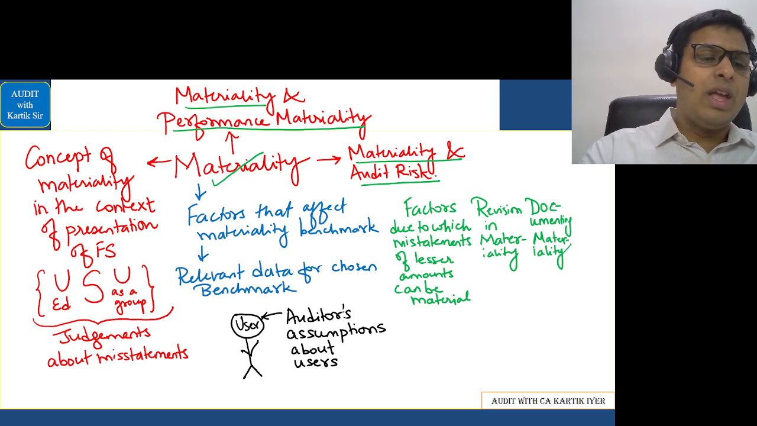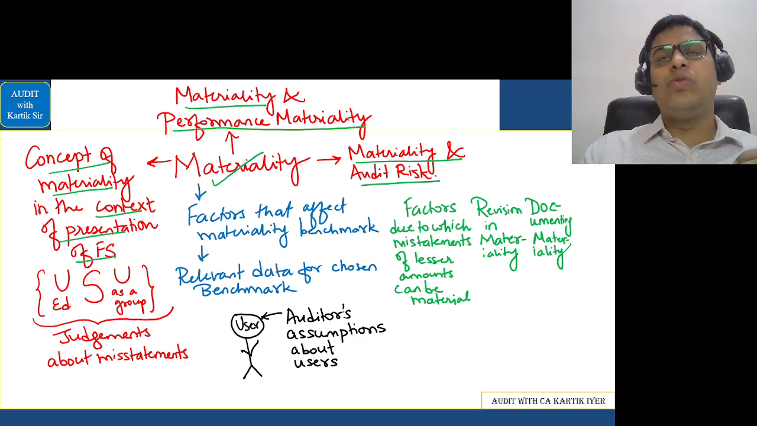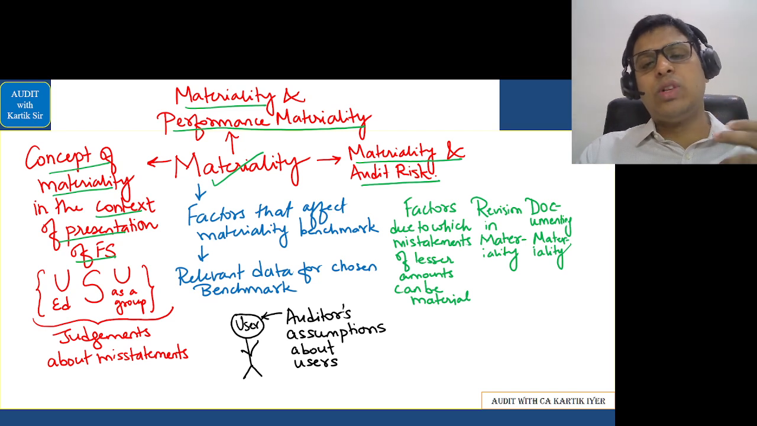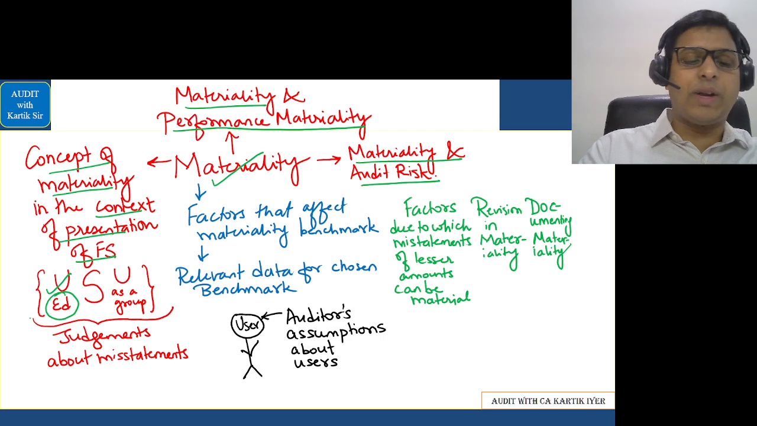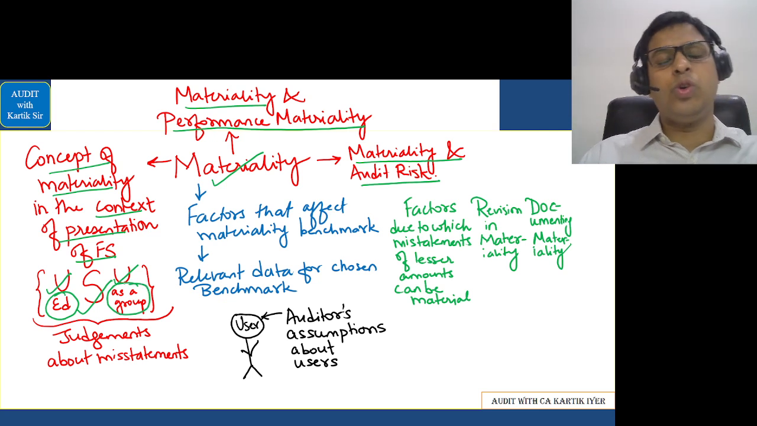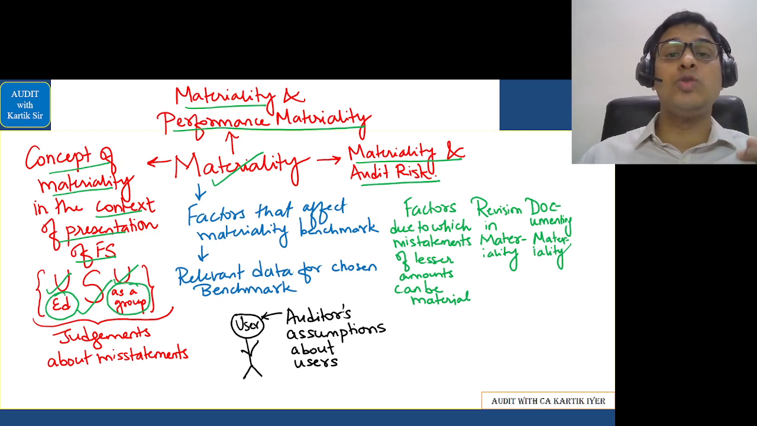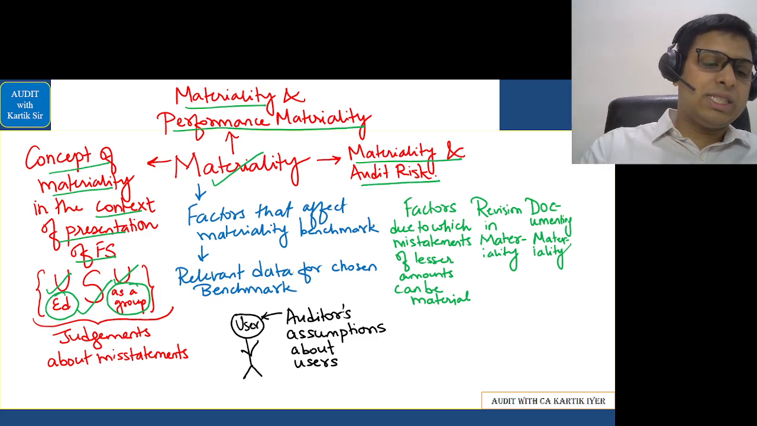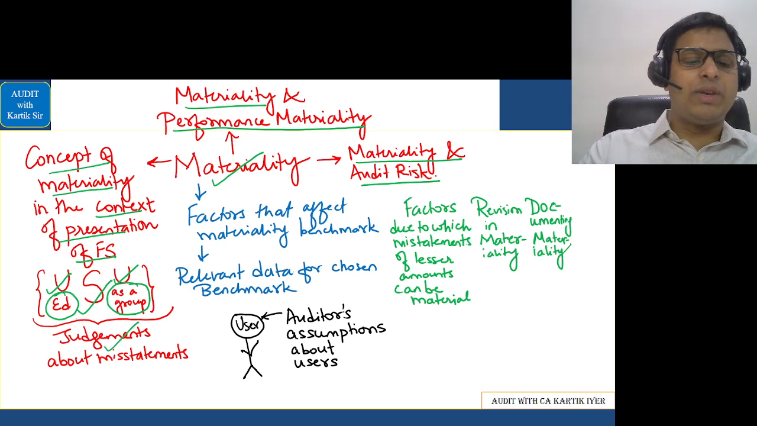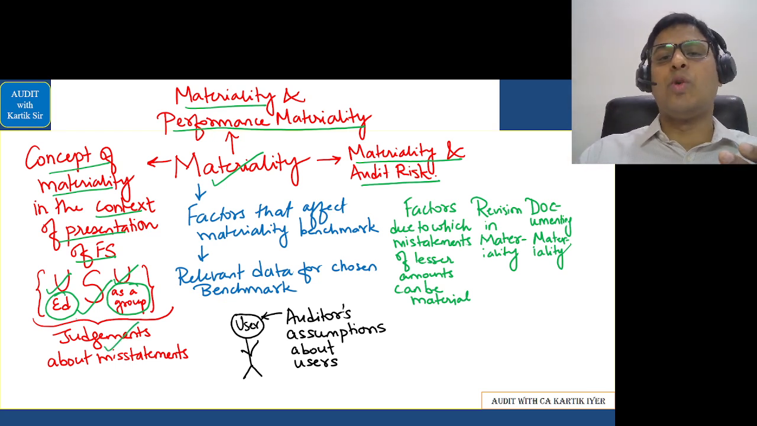Let's see this. Concept of materiality in the context of presentation of financial statements. Now, materiality, you will think from what angle? You will think of materiality from the users' economic decisions perspective, and understanding users as a group. So, as an auditor, you don't cater to individual needs of the users. You cater to the users as a group. Next, the auditor makes judgment about the misstatements and gives the reporting accordingly.